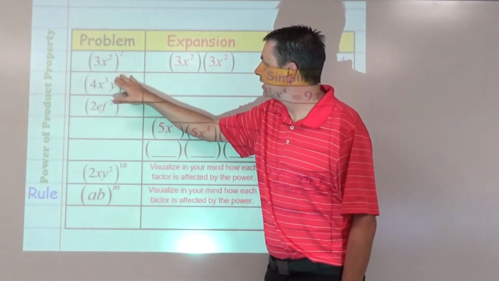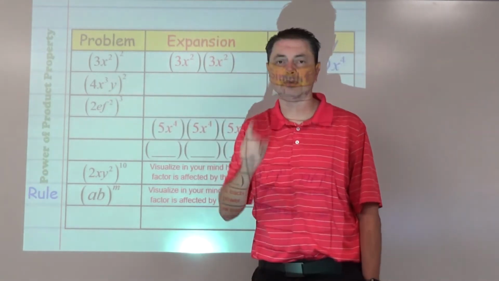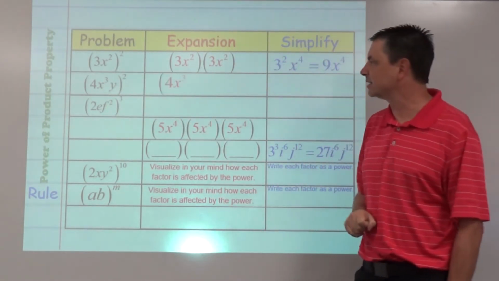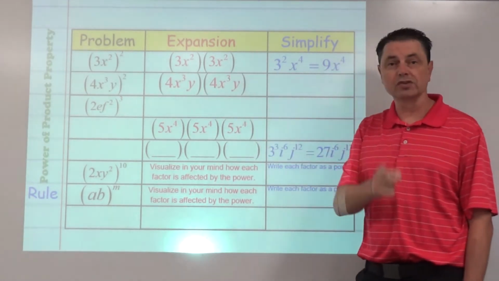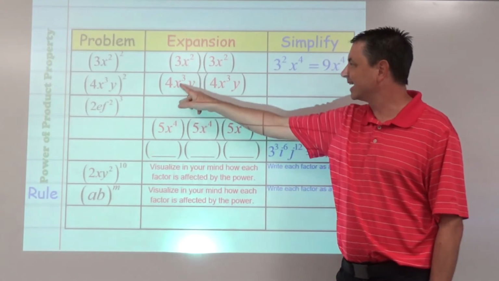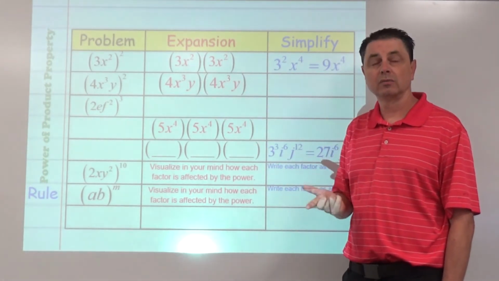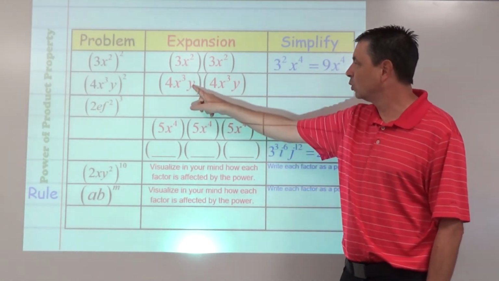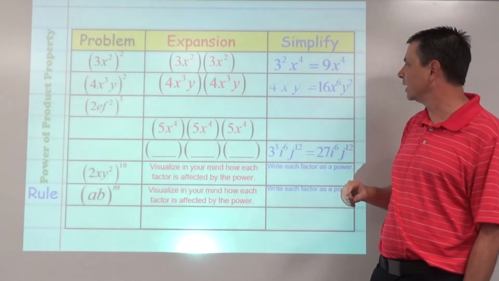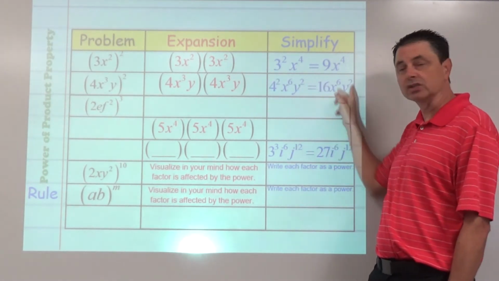All right, what about this one? Here's our problem. It says to square it, the expansion, squaring means multiply by itself. 4 times 4 means 4 squared. X to the third times x to the third. Multiplying with like bases, we add the exponents, so that's x to the sixth. Y times y is y squared. And 4 squared is 16, so final answer right there.